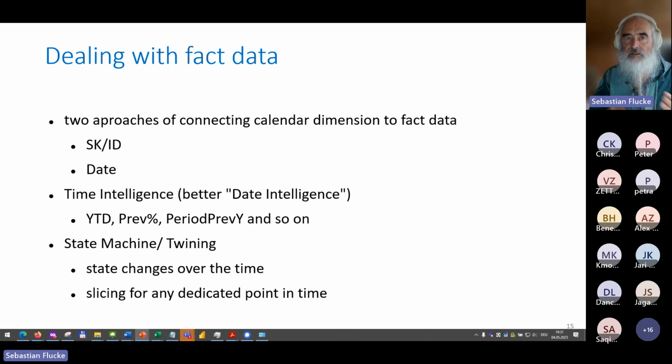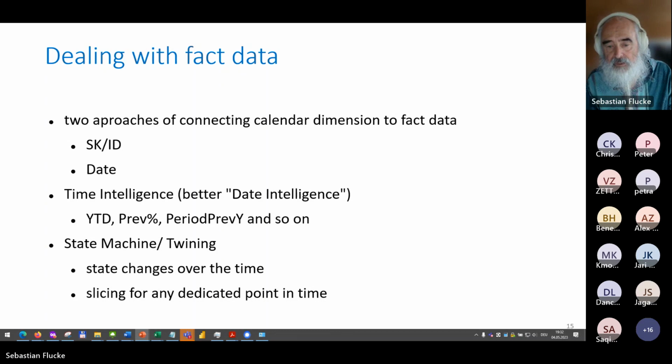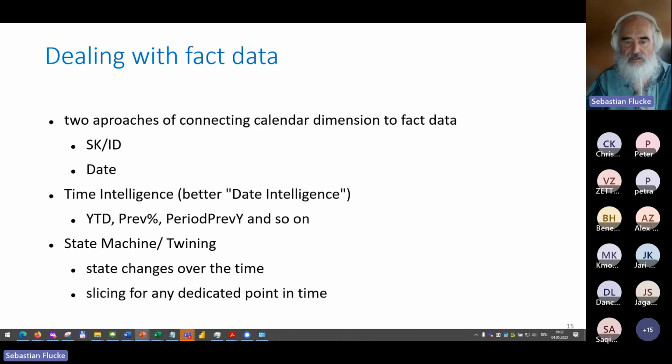And independent from those changes, you want to know things like, okay, how many customers in state whatever we have on Thursday. But it can happen that we have no changes on Thursday. So we have to go back in time to find out what is the last recent state, is it state A, B, or C, to count that and deliver that in the respective measures. That slicing at any dedicated point in time is quite heavy stuff.